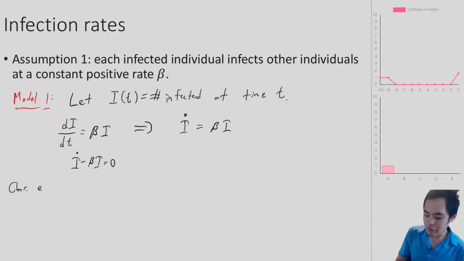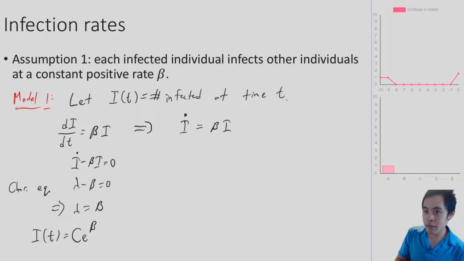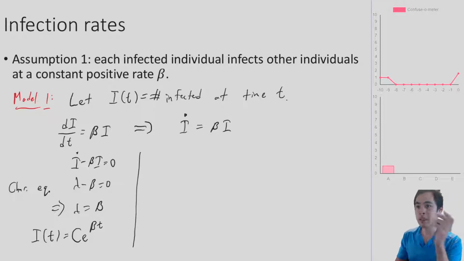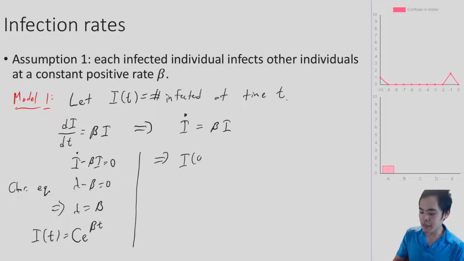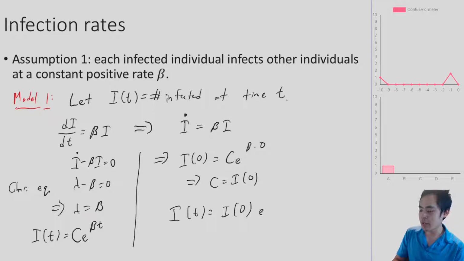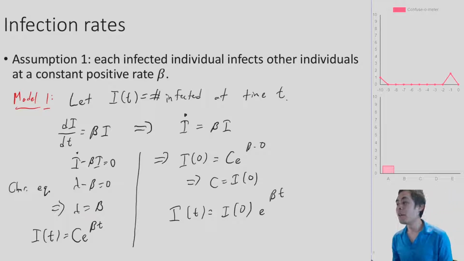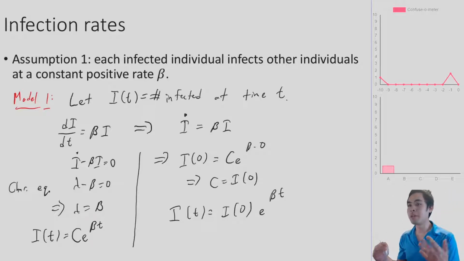So we have a characteristic equation. Lambda minus beta is equal to 0, which of course implies that lambda is equal to beta is the only eigenvalue. And so I of t is equal to c times e to the beta t. We can solve for the constant by saying that at time 0, there's some number of infected people. And so you get c e to the beta times 0, which implies that c is equal to I of 0. And so I of t is equal to the number of people infected at time 0 times some exponential function of this growth rate. Now, obviously, if beta is negative, then things decay. But if beta is positive, you get exponential growth.